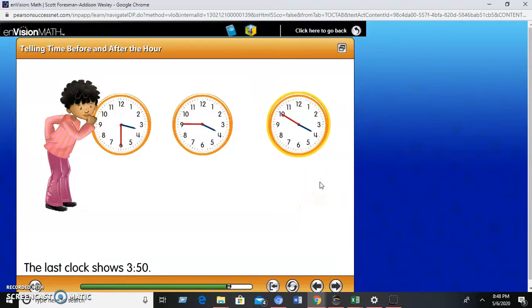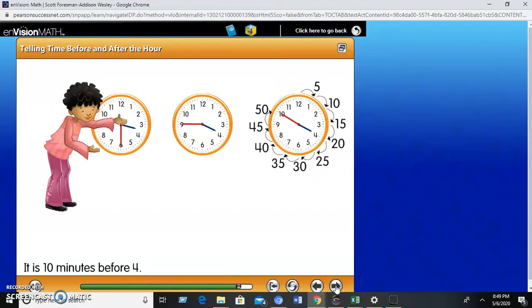Now, it's going to ask how many minutes before the next hour. So the next hour is 4. So let's count how many minutes till it is 4 o'clock. I start here. 5, 10. 10 minutes before 4. Remember, you start at the minute hand where you're at and count on to the 12, because that's when you get o'clock, 0, 0. 5, 10. It is 10 minutes before 4.